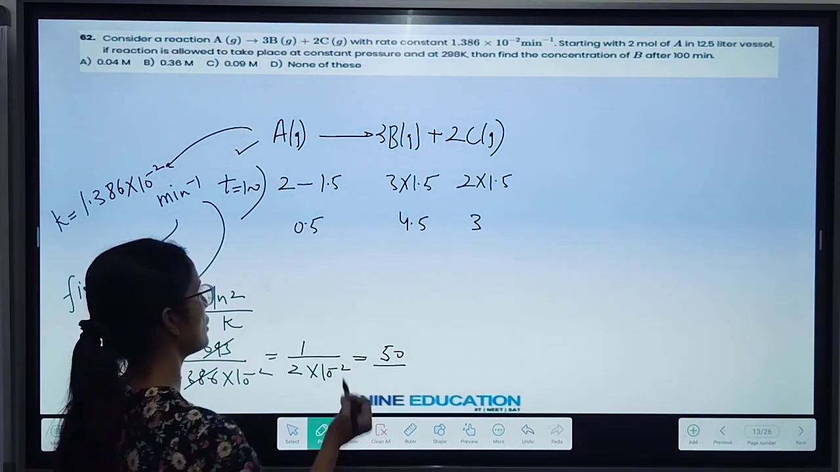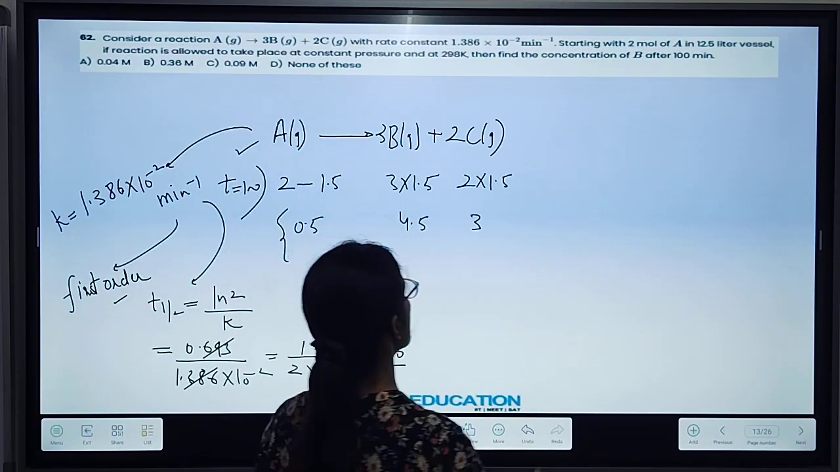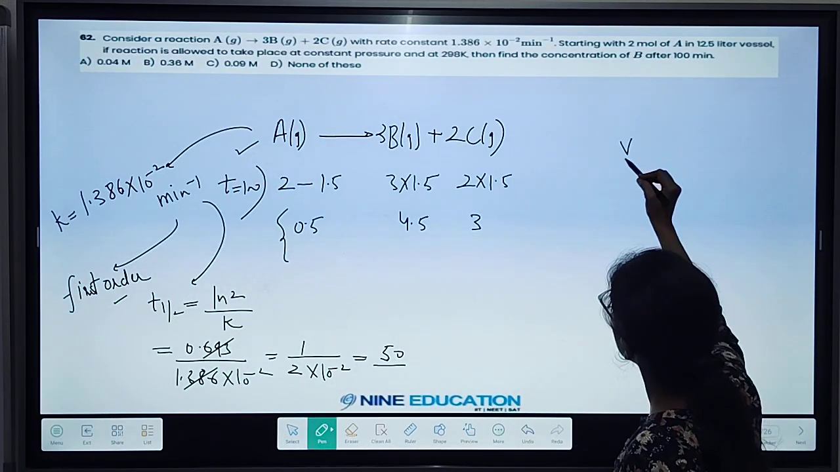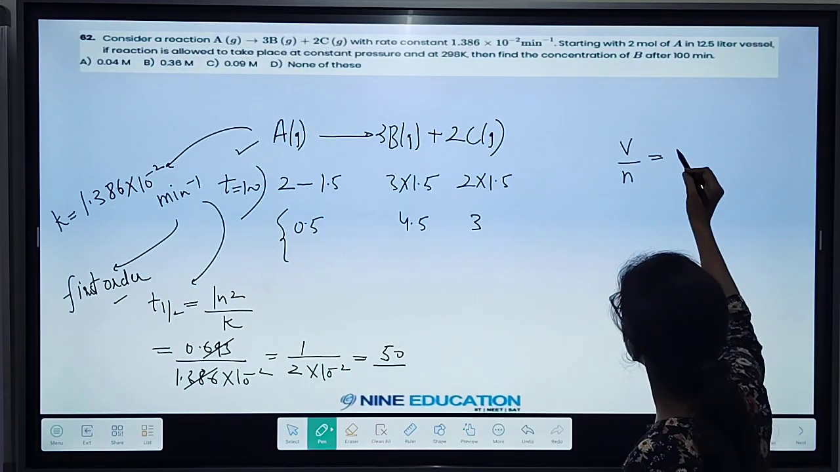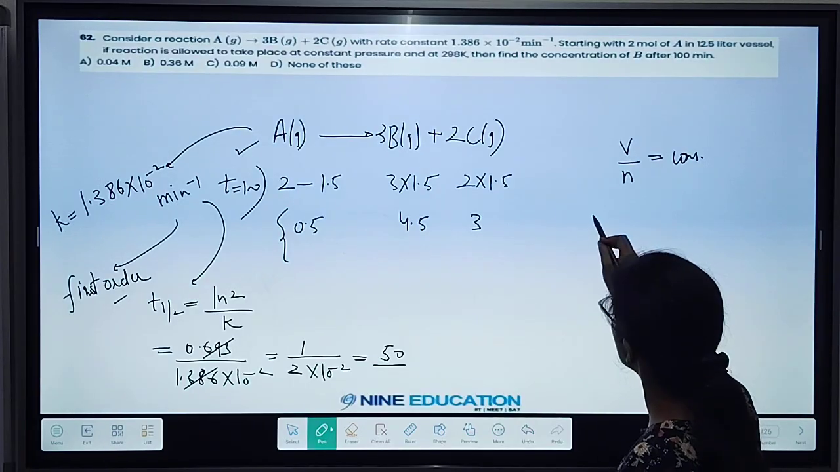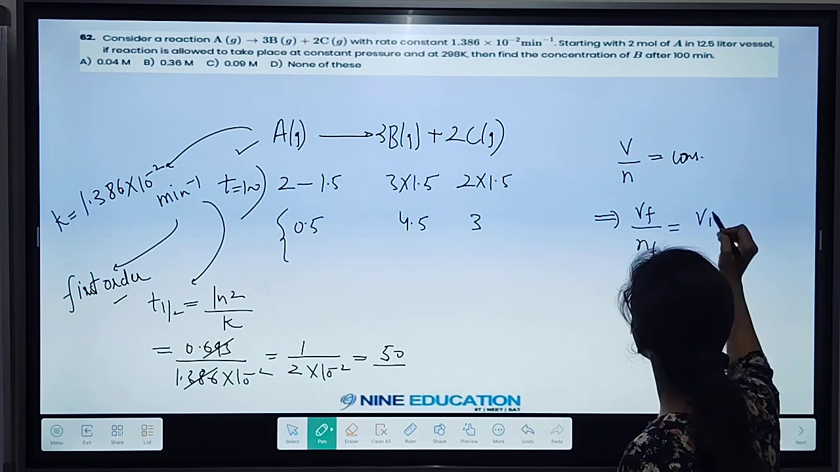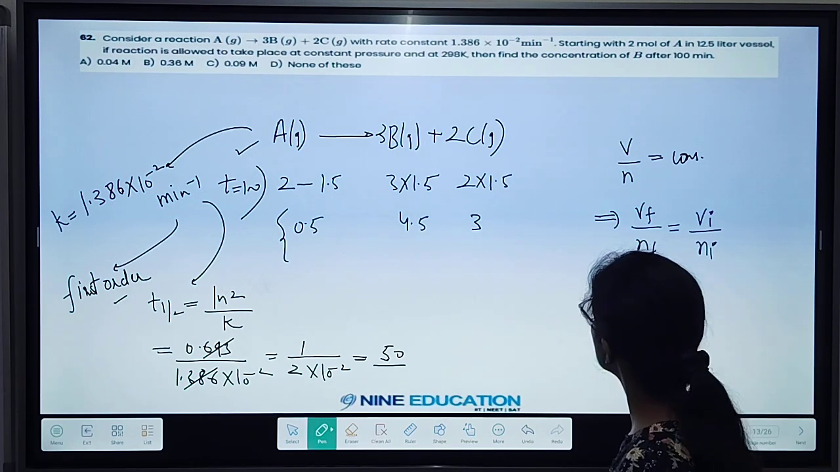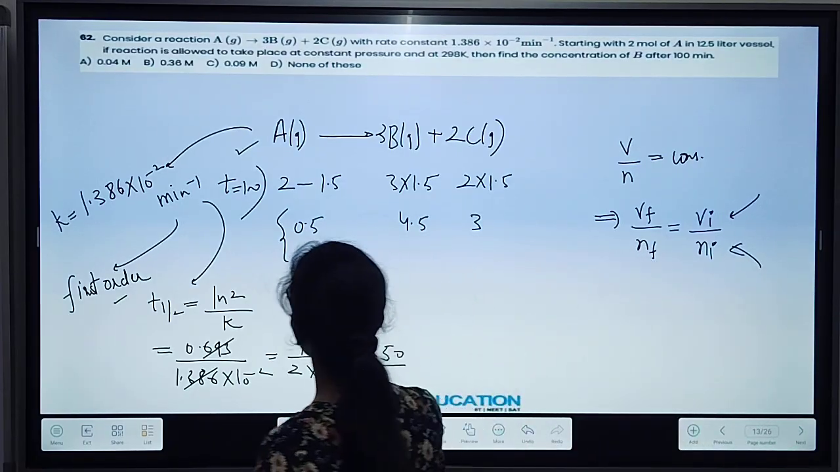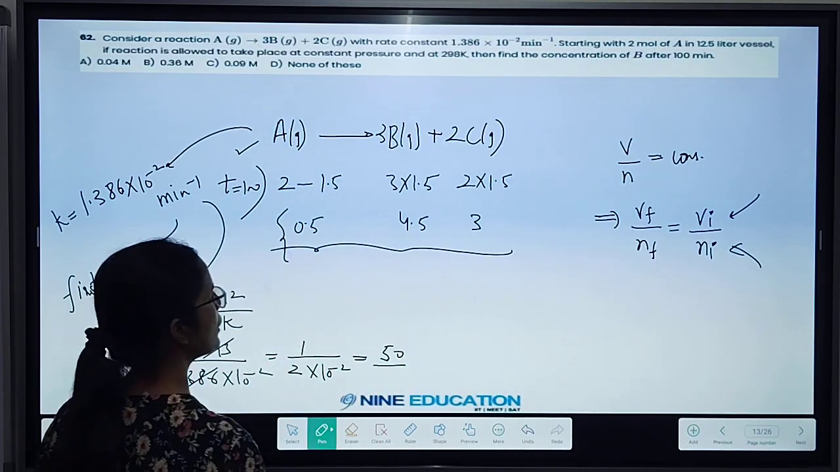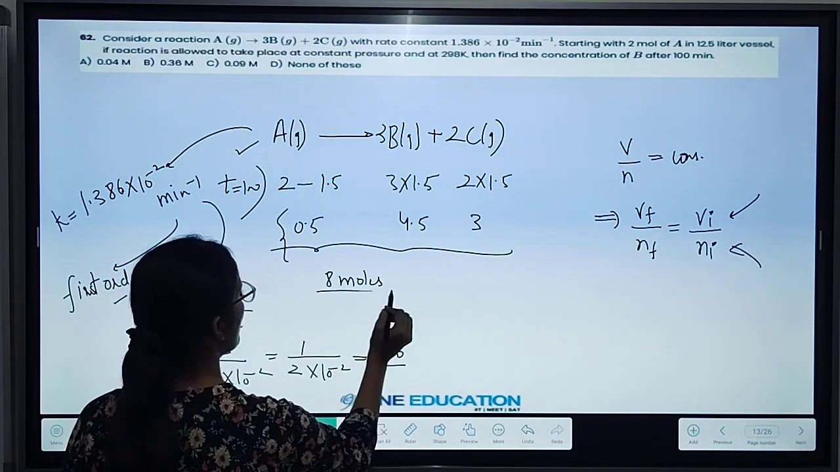As we are doing the reaction at constant pressure and temperature, we need to understand the volume. PV is equal to nRT, so V by N will be constant because pressure and temperature are kept constant. So V final by N final is equal to V initial by N initial. N final means how many moles there are after 100 minutes: 0.5 plus 4.5 plus 3, that is 8 moles.